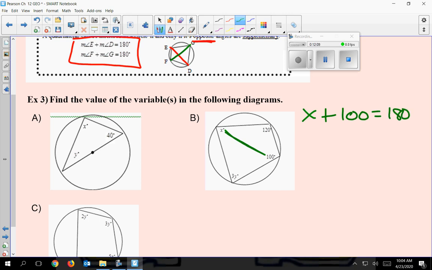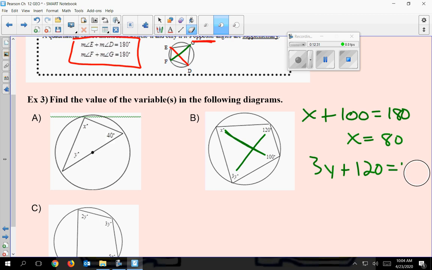And therefore they want me to solve it for X. So I'm going to subtract 100 from both sides. I'm going to get X is 80, okay? I need to make sure that these opposite angles are going to be supplementary, so they want me to solve it for Y to prove that. I'm going to do the same thing. I'm going to add them together, they equal 180. And then I'll solve that for Y. So I'll let you guys go ahead and do that.